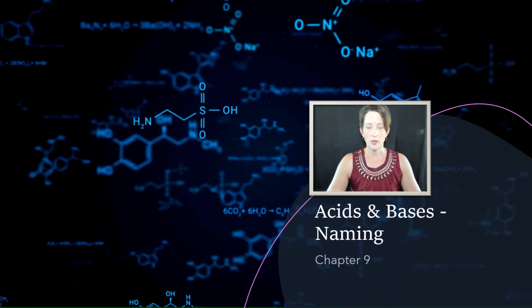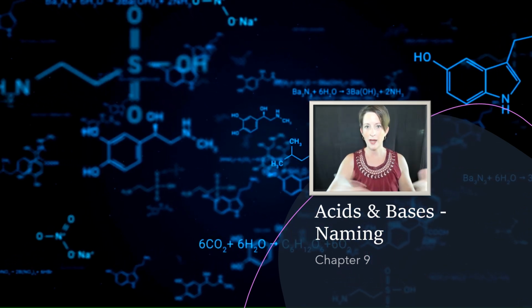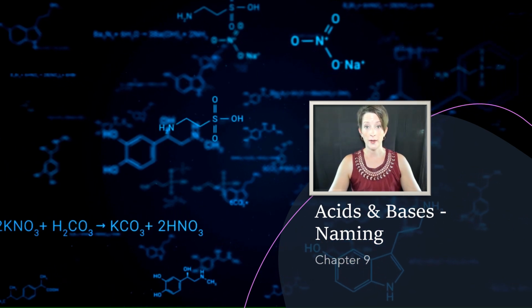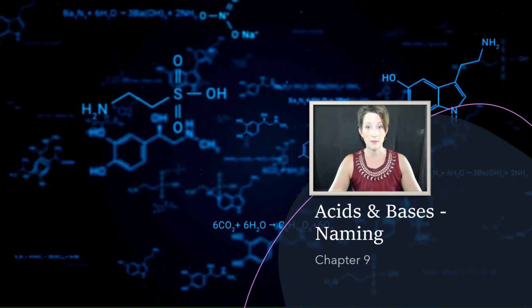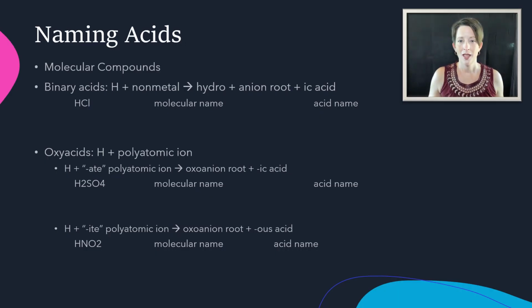Acids are molecular compounds, but because they contain hydrogen, before now we tended to use the ionic naming, like hydrogen chloride. However, when we are talking about acids, we do have specific naming practices. Looking at naming acids, we have binary acids and what are called oxyacids.